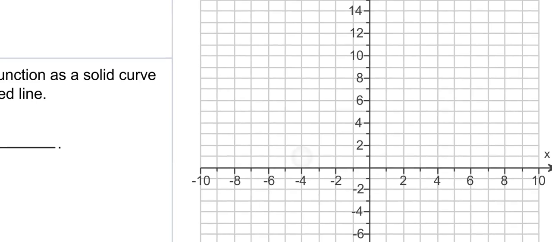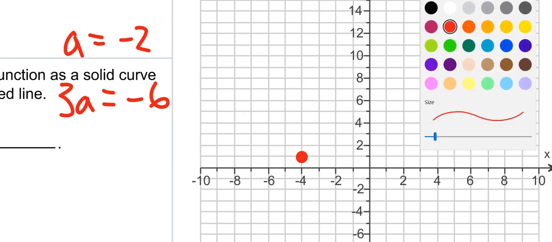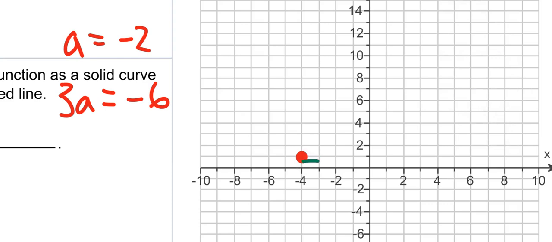So negative 4, 1. Hopefully you have a dot for your vertex. Okay, so what's your A value? What's 3 times that amount? We remember that we did the 1A, 3A method of graphing. So when I move to the right 1 unit, how far down do I drop? Drop down 2. And when I move right 1 more, how far do I drop? 6.